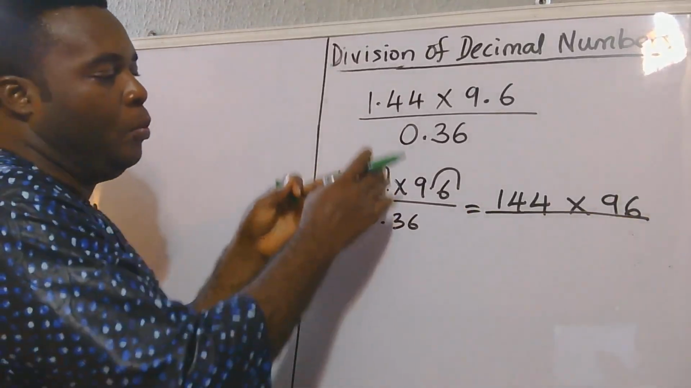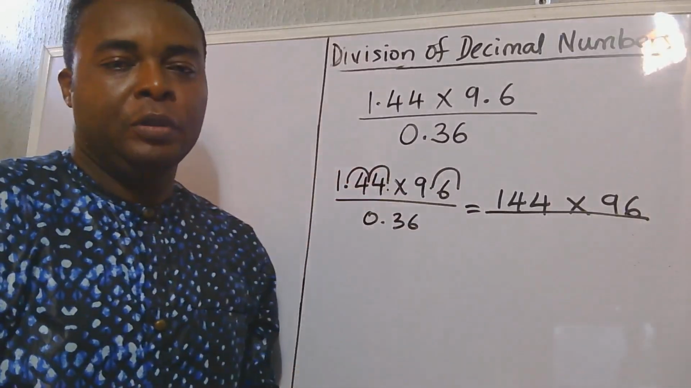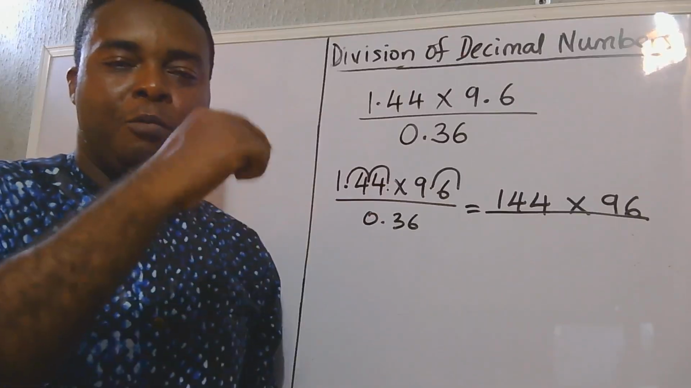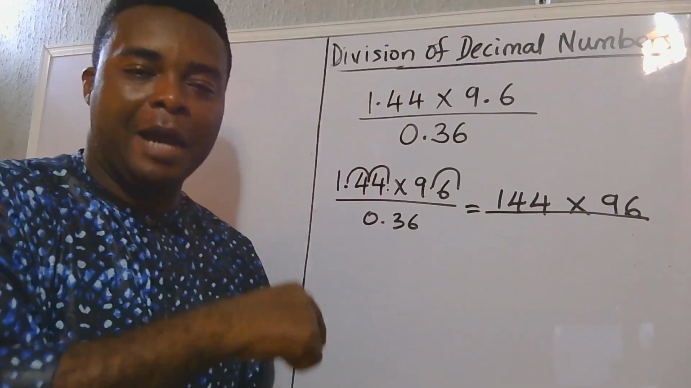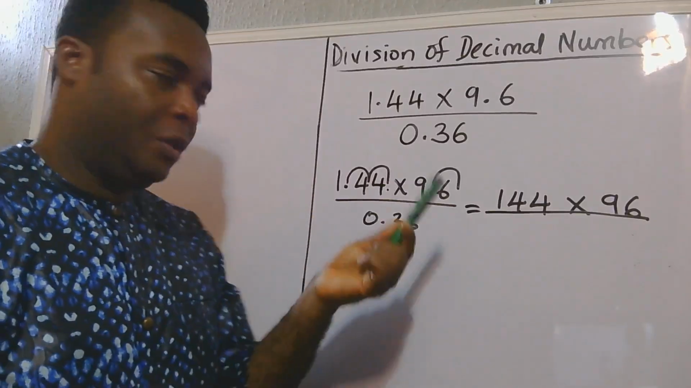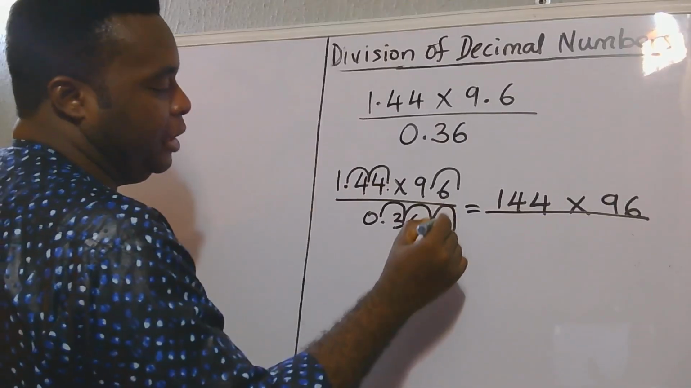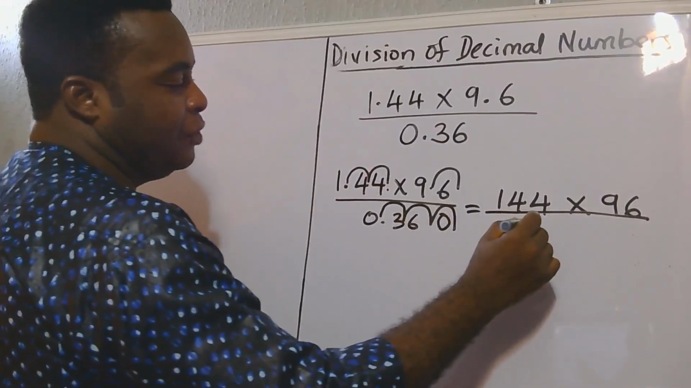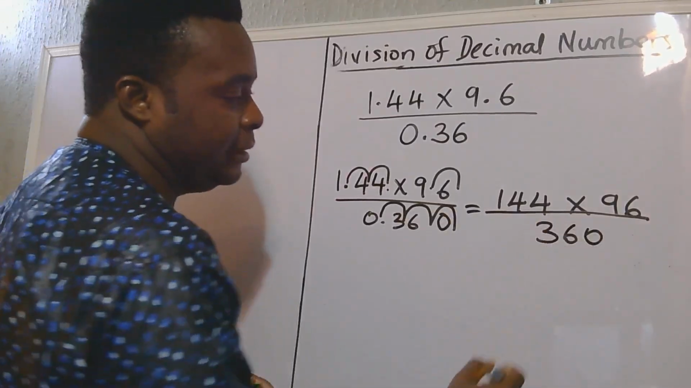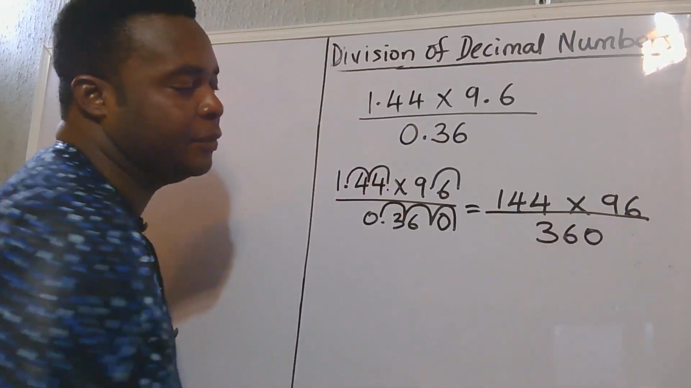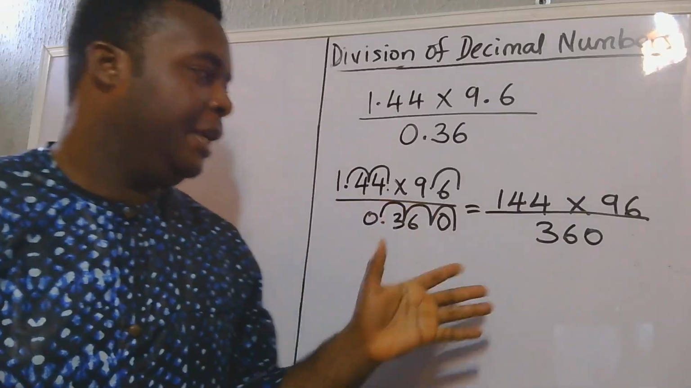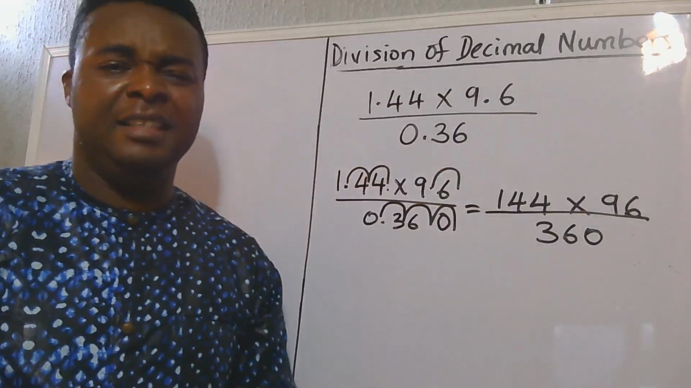Now we moved 3 times up to change to whole numbers. We are going to move 3 times down, the same thing. Okay, so 1, 2, 3. We put a 0 here, that gives us 360. Do you understand? All right, so with this we can now divide easily.